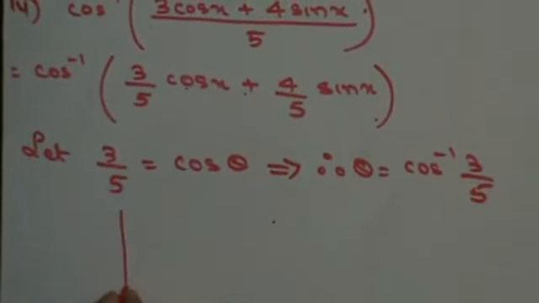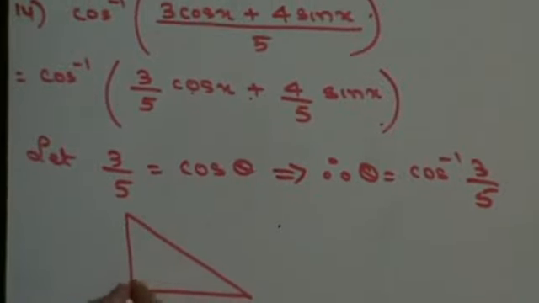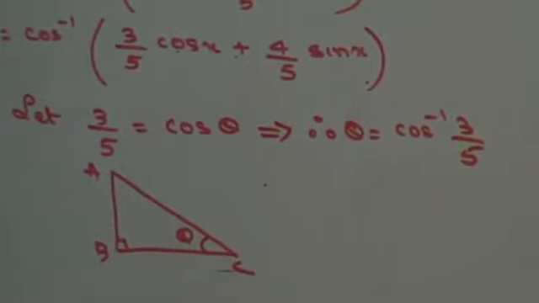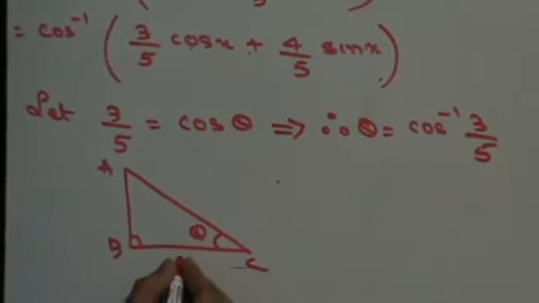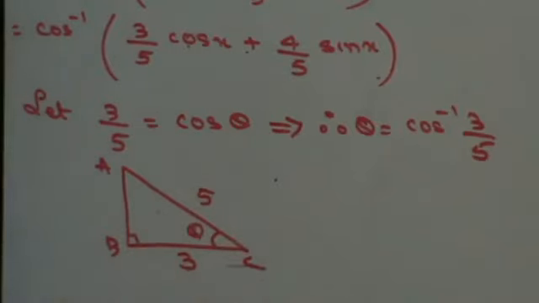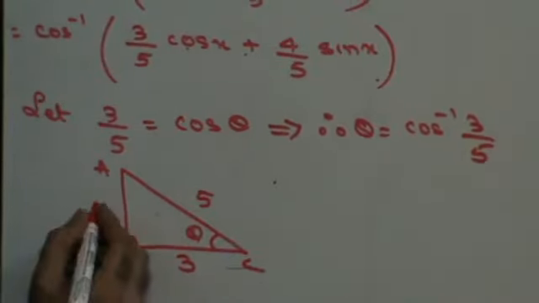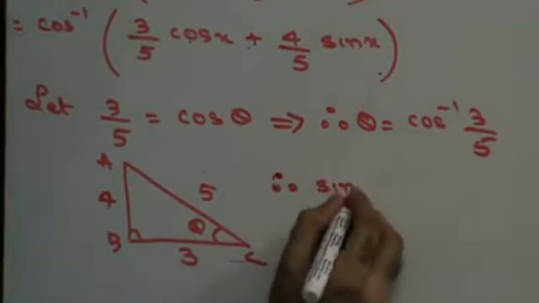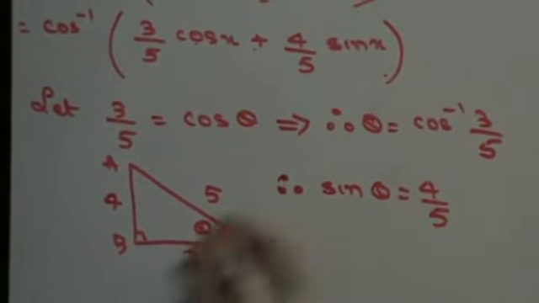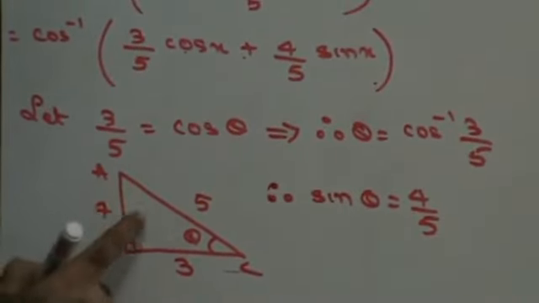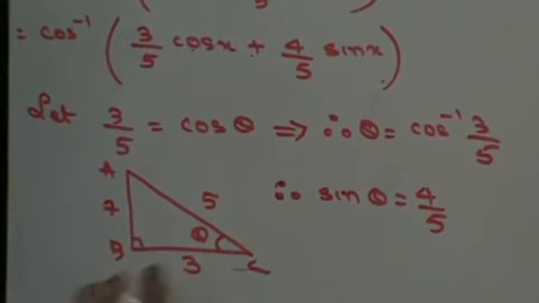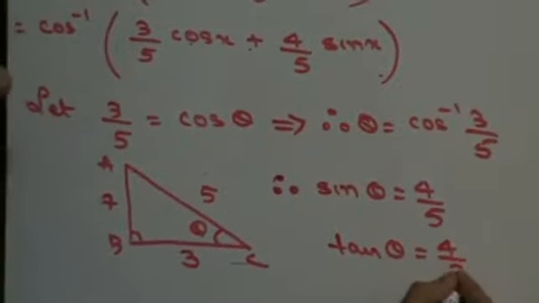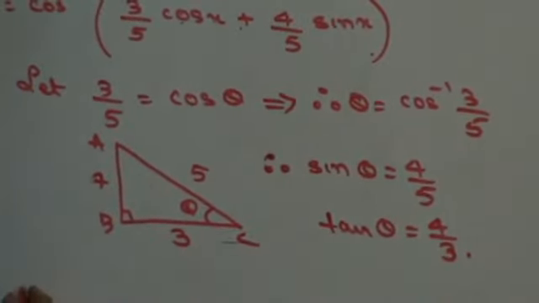Moreover, if 3 upon 5 is cos theta, if I draw a right angle triangle, 3 upon 5 is cos theta, that means adjacent side will be 3 and hypotenuse will be 5, therefore opposite will be 4. In which case, I can say that sin theta will be nothing but 4 upon 5. From this triangle, sin theta will be 4 upon 5 and tan theta is going to be nothing but 4 upon 3.